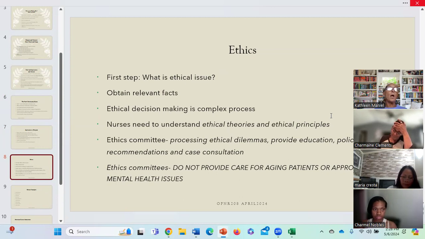But in order to talk about an ethical issue, let's say you're sitting on an ethics committee or having an ethical discussion, there has to be an issue to talk about. Ethical decision making is a complex process, and all the big organizations have ethics committees where they look at certain ethical decisions about care. So we need to know about our ethical theories and our ethical principles. And that's on the next slide.